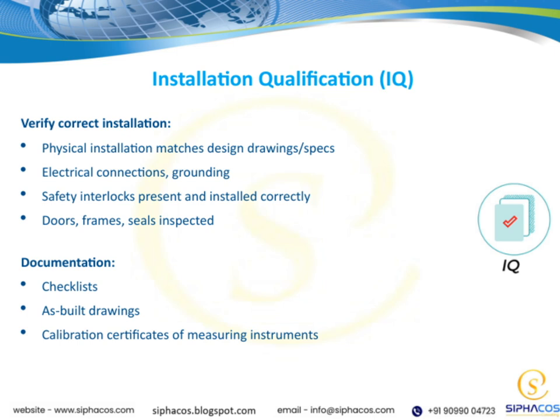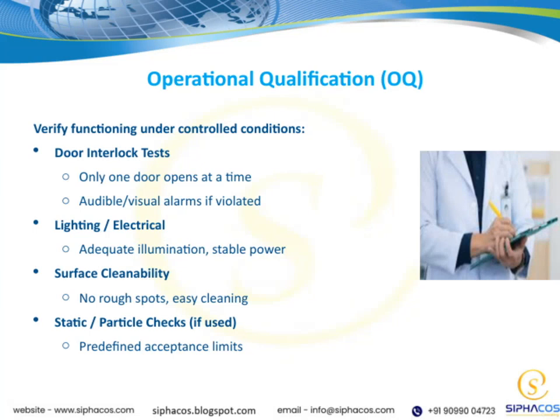On the documentation side, we want to review checklists to confirm all steps were followed. As-built drawings are also important. They show the final installed state of the equipment. Lastly, calibration certificates for measuring instruments ensure that our tools are accurate and reliable. All these points tie back to our overall goal, making sure our installation meets quality, safety, and regulatory standards from the very beginning.